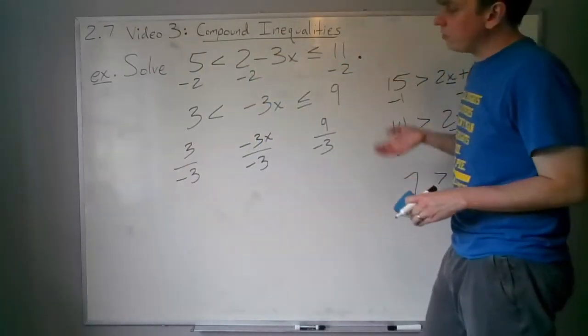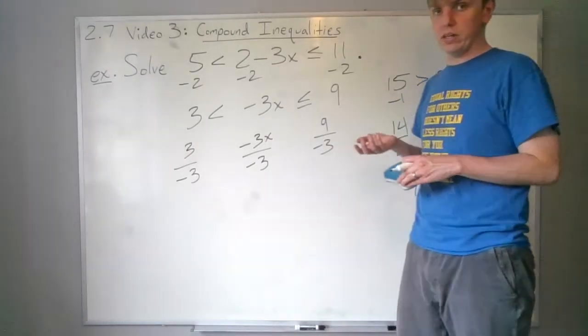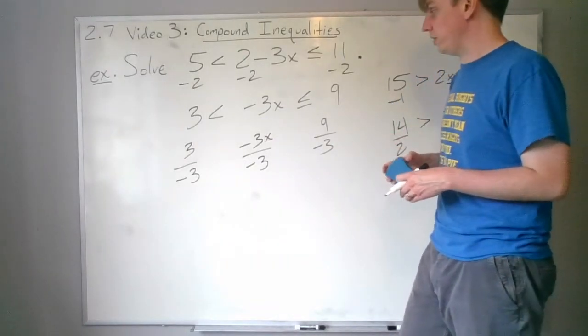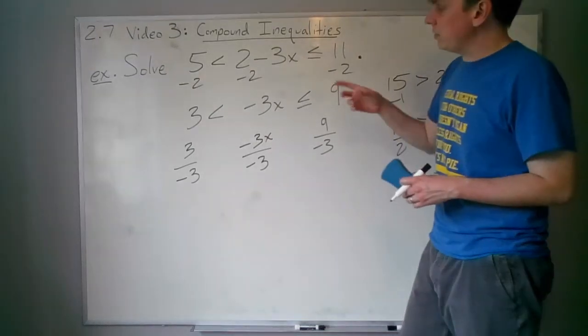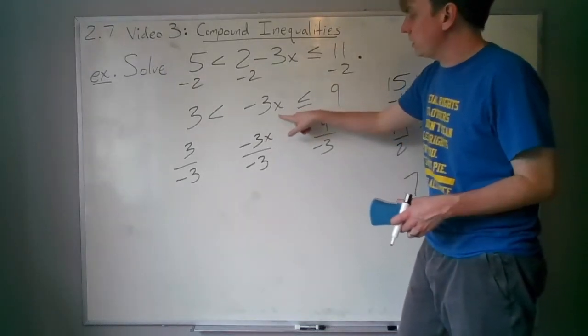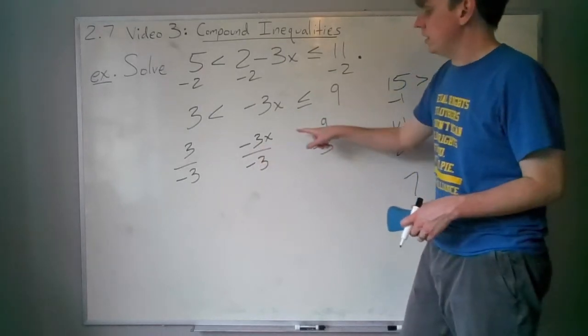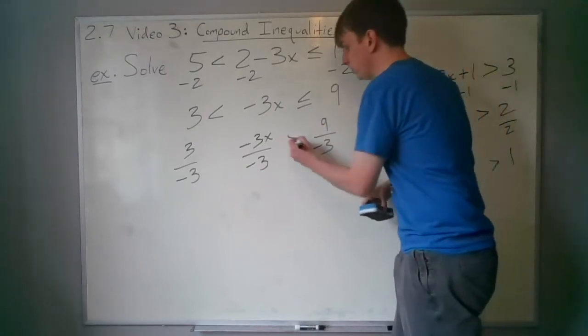Okay, but I do have to be careful, because when I divide by a negative, we're supposed to flip. Less than turns into greater than. Less than or equal to turns into greater than or equal to. But I have to be careful which sign turns into what. So the one between the minus 3x and the 9 is less than or equal to. So between the minus 3x and the 9, that should flip to a greater than or equal to.